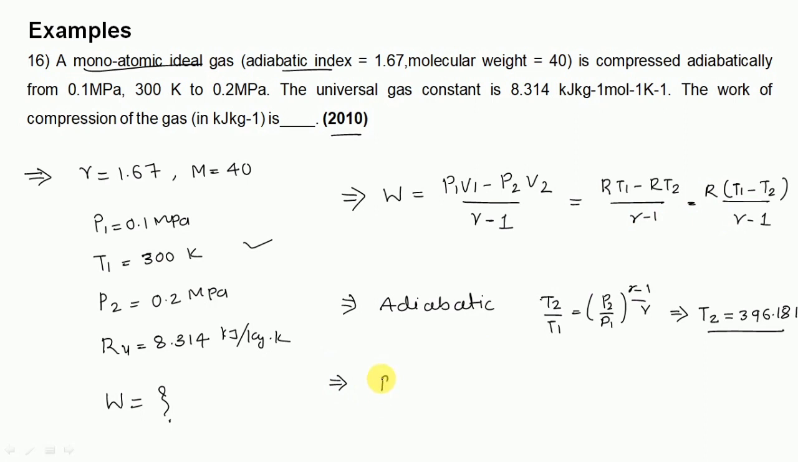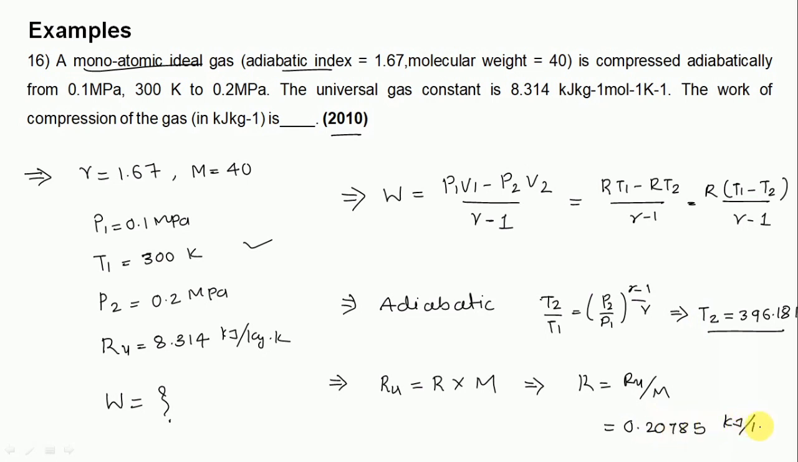Okay, and here we also require one more thing, which is R. So we know that the universal gas constant RU is equal to the gas constant into M. M is the molar weight or molecular mass. So here you can find R is equal to RU by M. Here RU is given, and it is 8.314, M is given, and M is 40. So if you put the values and find out R, its value is 0.20785 kJ per kg·K. Put this value over here and find out the W.